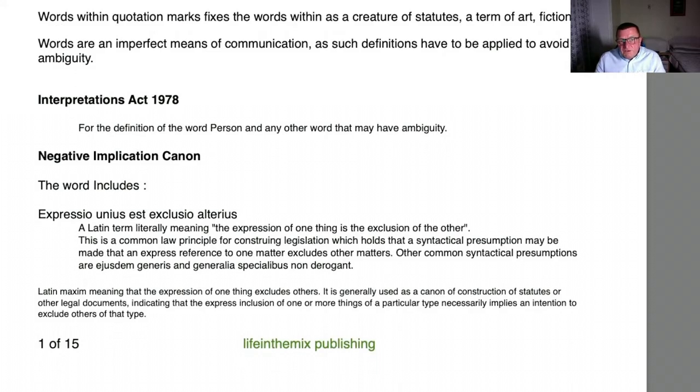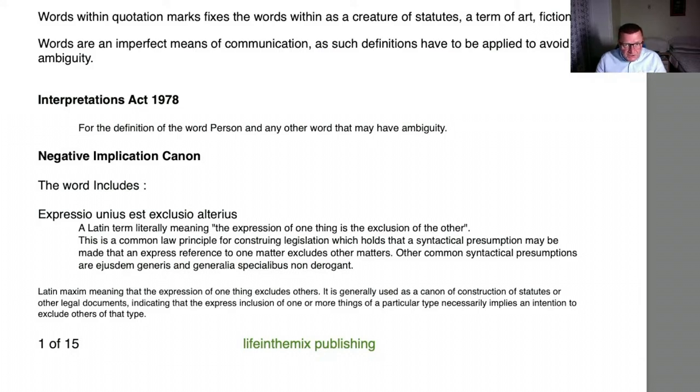So the Interpretations Act, as I said, it's 1978, but there is often an early one as well. For the definition of the word person, you may go there if you wish, because then you can use that in your definitions. And then there is no ambiguity as to what you mean by the word person.